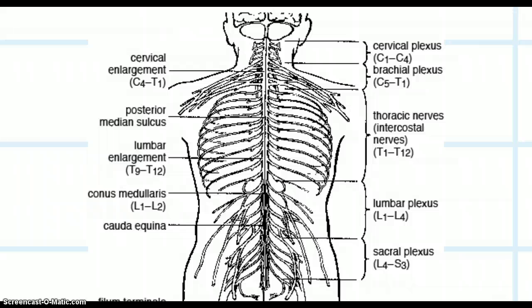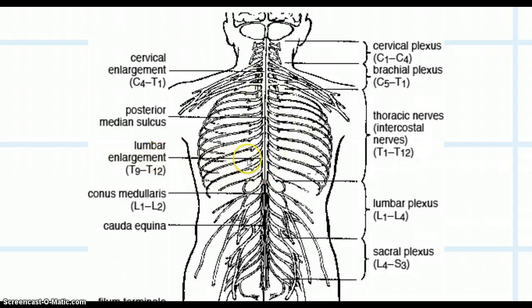Then after that, here's the spinal cord again. There's the cervical plexus right here. A plexus is just like a web of interwoven nerves. The brachial plexus from here. Then there are the thoracic nerves, and there's also the cervical enlargement right here. You see the spinal cord just gets bigger right here. And after that, there's the posterior median sulcus. That's basically the line dividing the spinal cord. And there's also the anterior or ventral median sulcus.